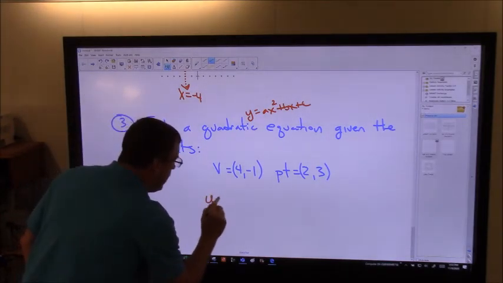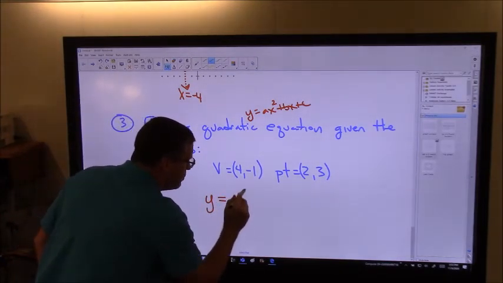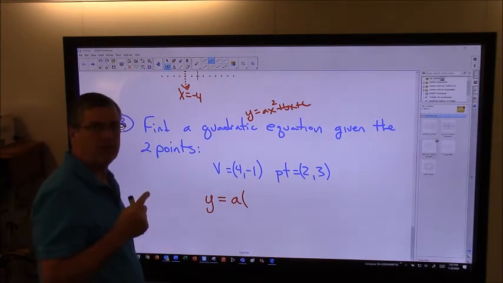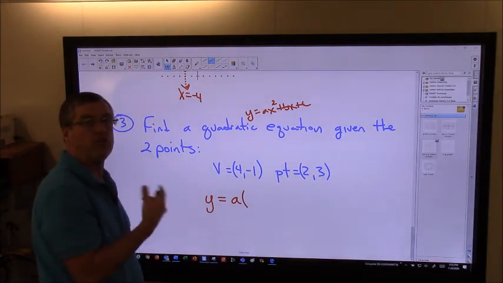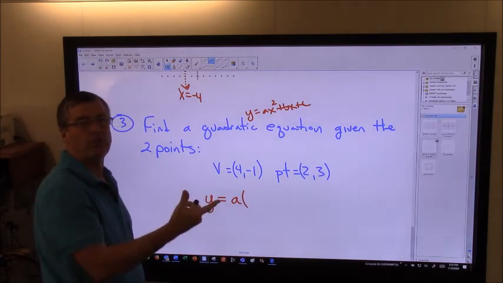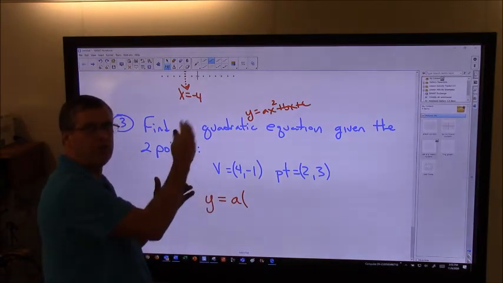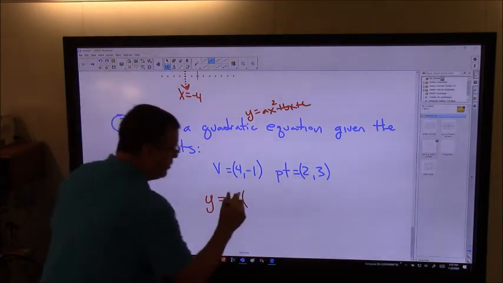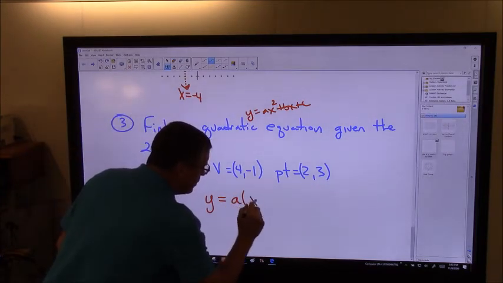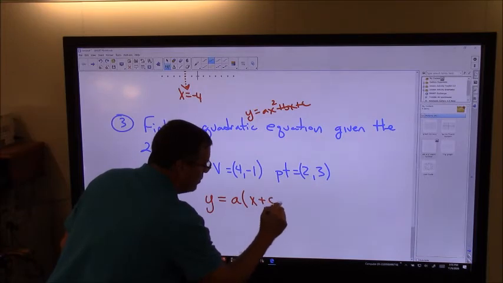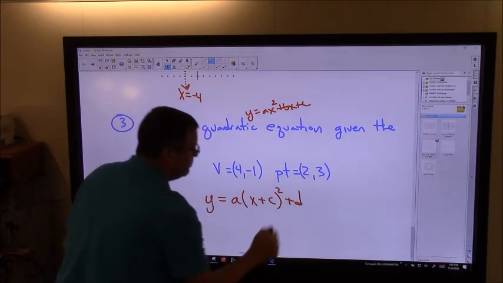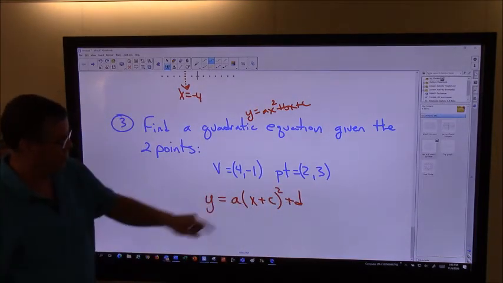So I'm going to say y equals a times, remember how we said that it's always a good idea to let b equal 1 if you have the choice? Well, we do here. I'm going to let the a value control how many times more or less than what's normal. So I'm just going to go x plus the c value squared plus d.